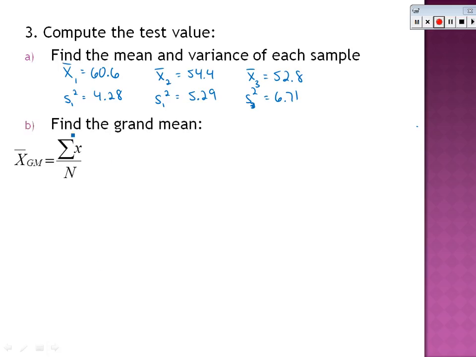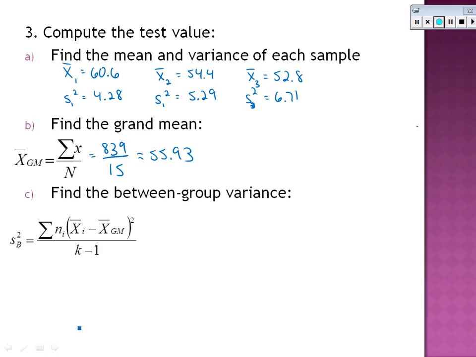The next thing we need to do is find the grand mean. That means we add up all of our x values. So you add up every single data value in that table, and you get that sum. If you add up all the data values, you get 839. The capital N, remember, is the sum of all of our sample sizes, and we had 15 total values. So our grand mean comes out to be roughly 55.93.